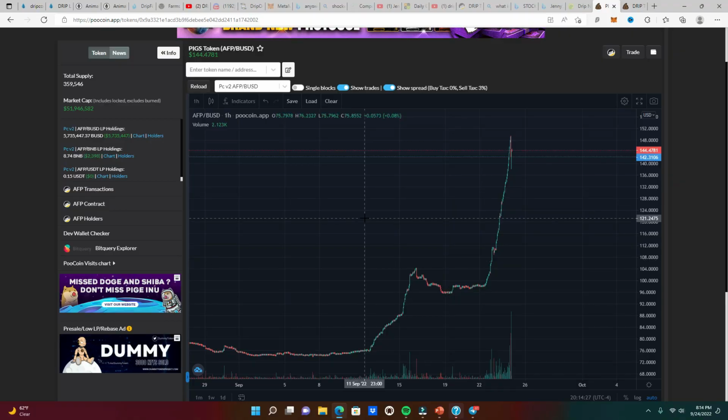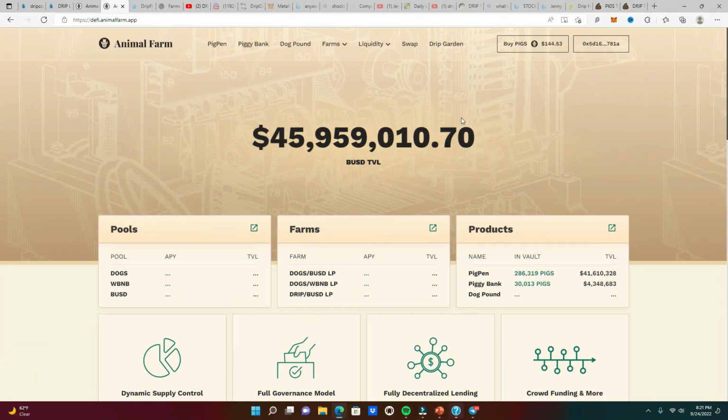So we're going to take a deep dive into the pigs token and see what's going on in the Animal Farm and see how it's going to affect the price of our drip token. So guys, just a few days ago, this BUSD TVL was at $32 million and now is pushing $46 million, and the farm hasn't even opened yet.